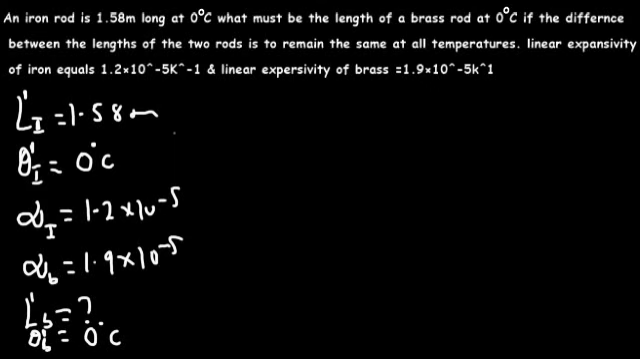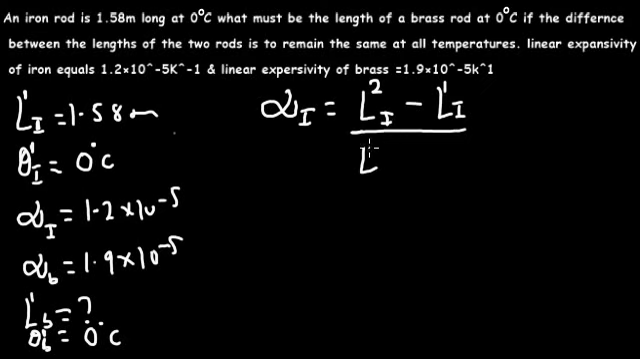So if that is the case, then there's something that is connecting them. And what exactly is it? Here's what it is. Since we said their change in length will be the same, now alpha for iron will be equal to L2 of iron minus L1 of iron, all divided by L1 of iron, then multiplied by the change in temperature of iron.